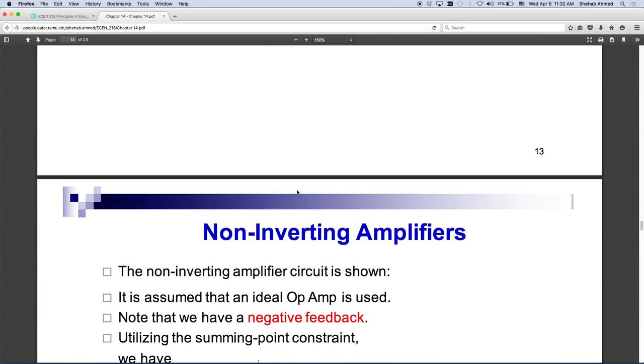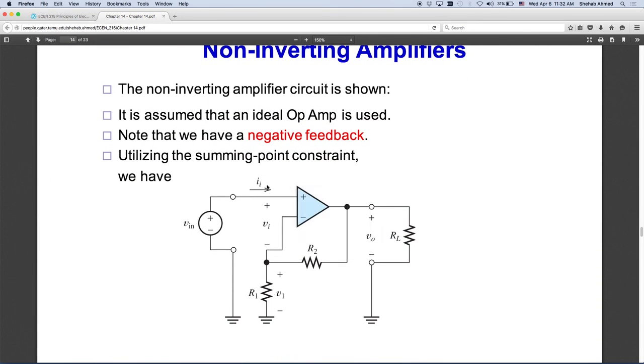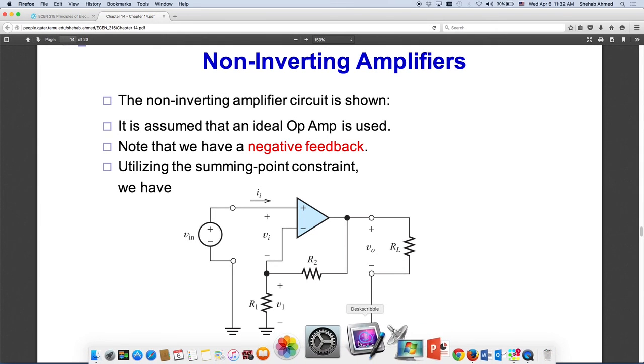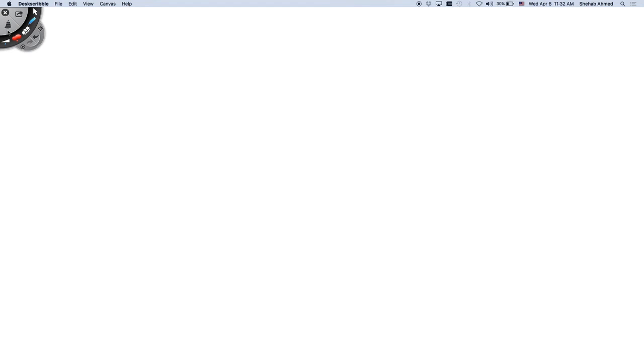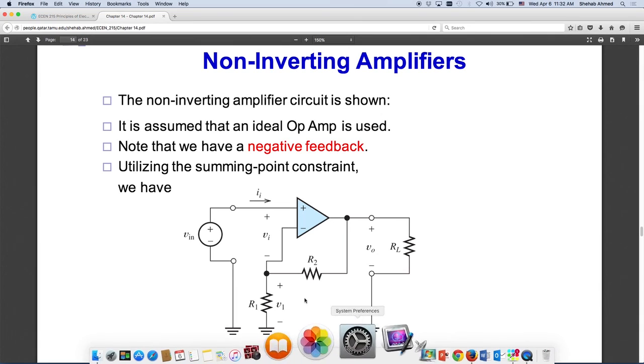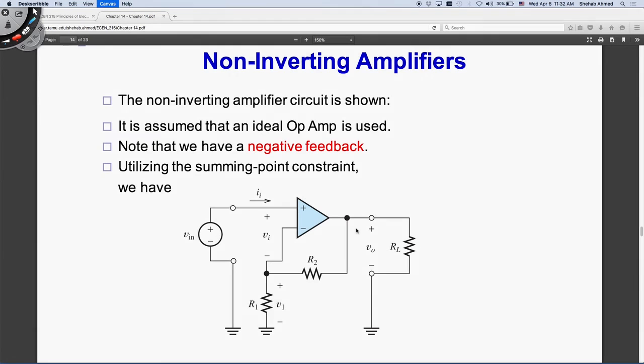How about the non-inverting amplifier? What do you think the non-inverting amplifier would do? The output voltage will have the same polarity as the input. That's the only difference between them, but we still have the same concept. Again, if I don't have this R2, look at the circuit initially without this R2. What is V output equal to without R2?